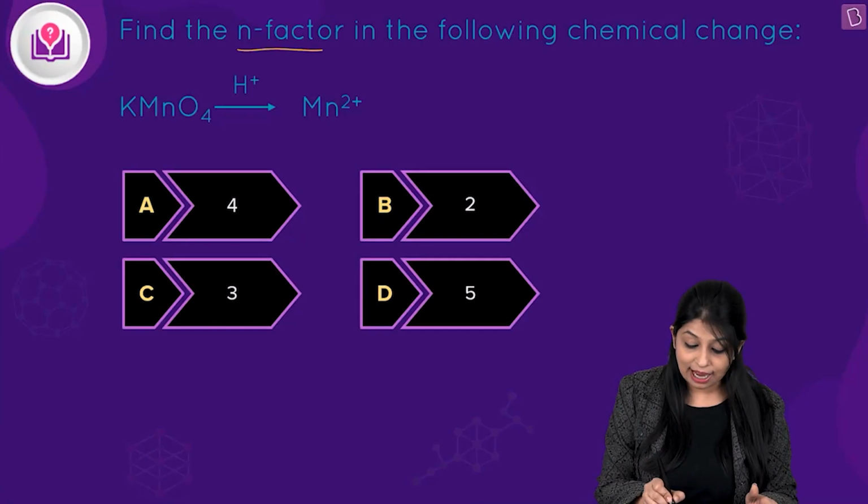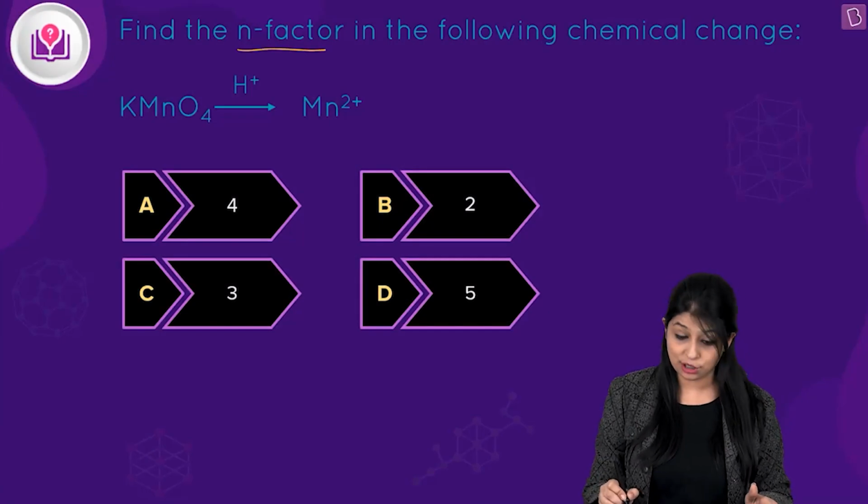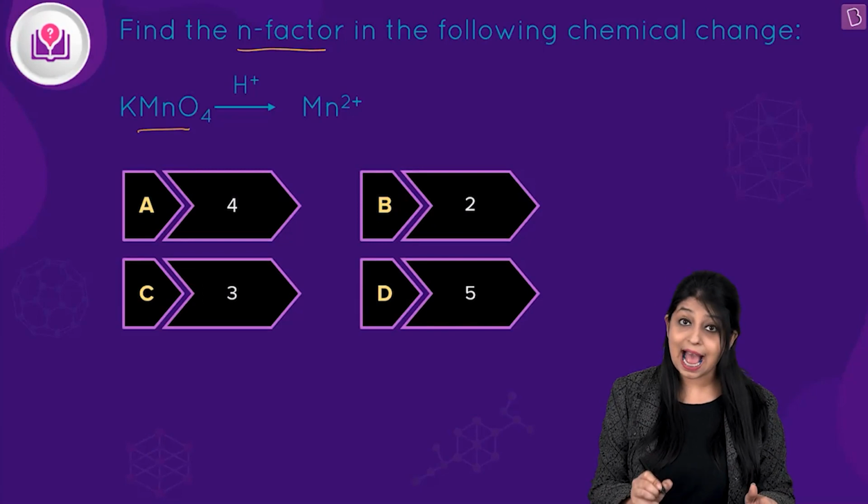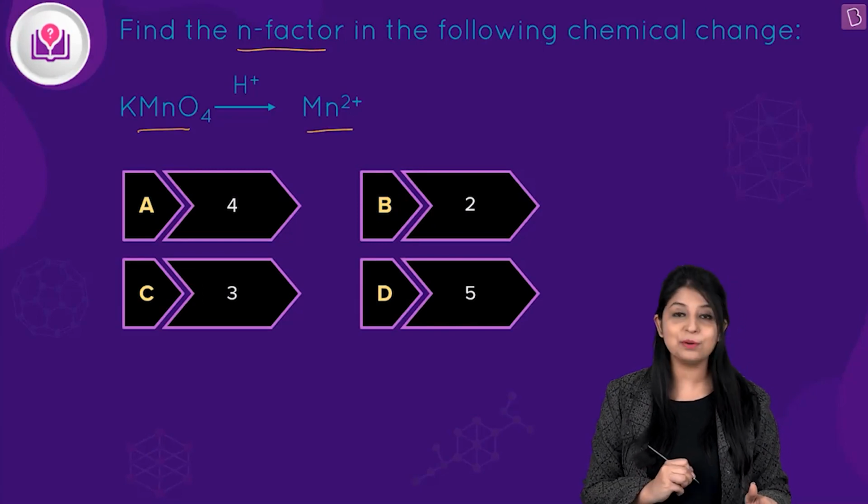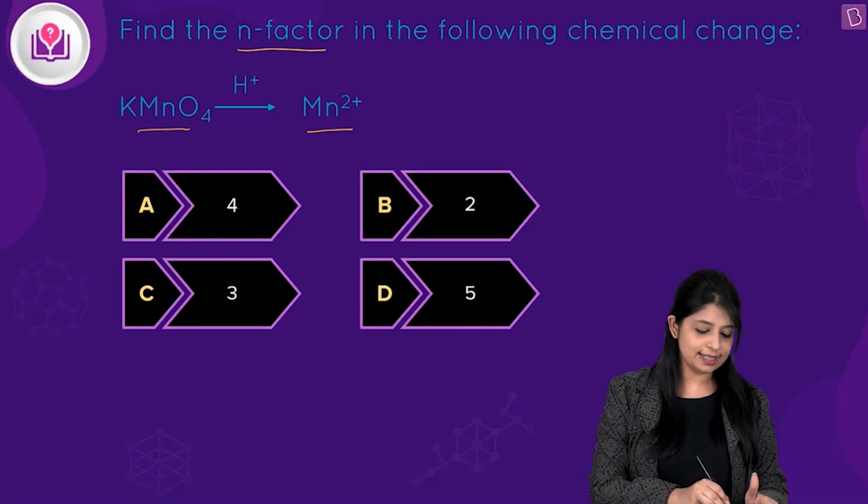Find the N factor in the following chemical change. KMnO4 in acidic medium gives Mn2+. Well, this is a very easy question. So what do we know about N factor? One of the definitions of N factor is that it is the net change in the oxidation state of the molecule for which you want to find the N factor. So what do we have here?